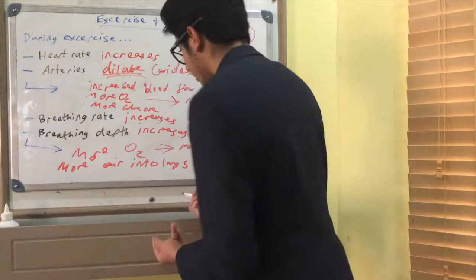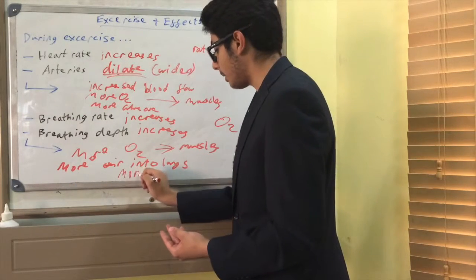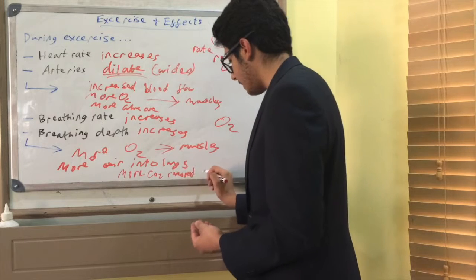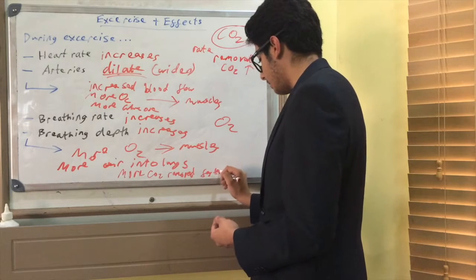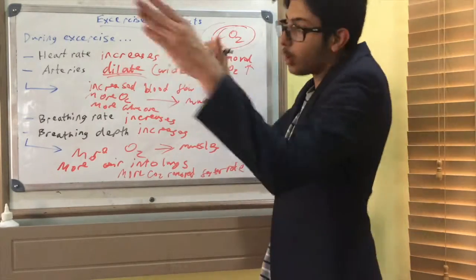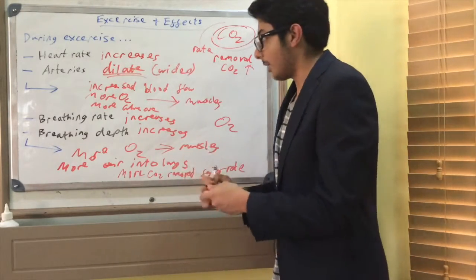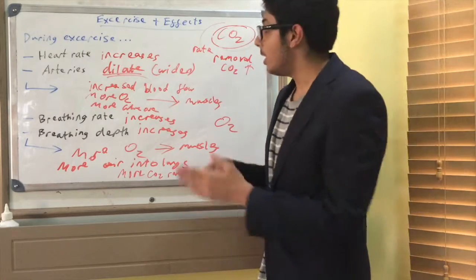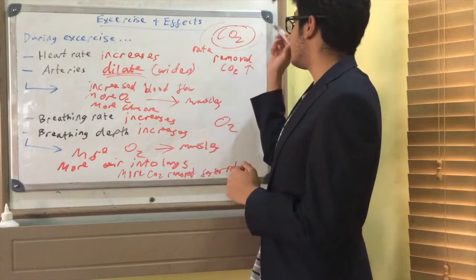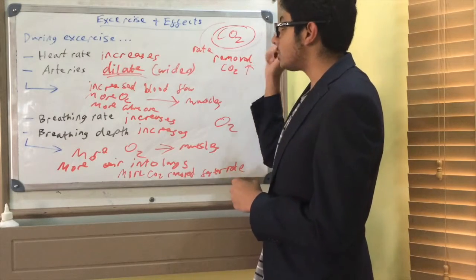And also more CO2 removed at a faster rate. Because CO2 is toxic, we don't want it, that's why we breathe it out. And during exercise, you respire more, so you create more energy, but also you create more carbon dioxide, and that needs to be removed.